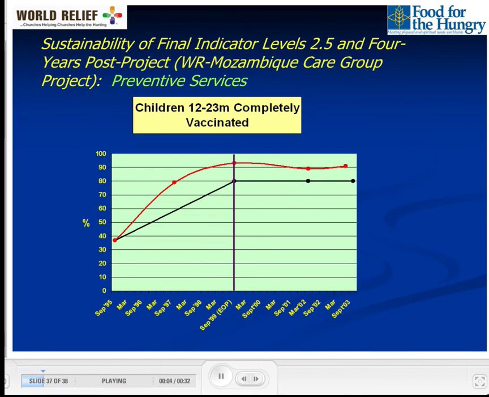Okay, that was for a household level behavior. What about something that requires the integration and coordination with the Ministry of Health, something like children who are completely vaccinated? World Relief also looked at that. They had brought up the percentage of children completely vaccinated to over 90% by the end of the project in September of '99. When they went back at 2.5 years after the end of the project and 4 years post-project, they had maintained those levels at over 90% in the communities that they had served.